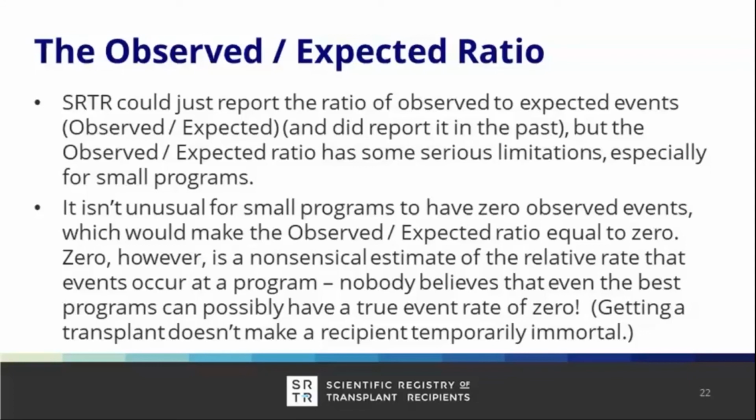0 divided by something is 0. Now, that is, in some sense, the estimate that best fits the data, right? Because you had 0 events in real life. But it's kind of a silly estimate for what the actual risk is at a program. I mean, no matter how amazing your program may be, getting a transplant doesn't make your recipients immortal, right? There is a real non-zero risk of death or graft failure, no matter how great your program is. And so an estimate of 0 for the effect of your program on risk is a pretty silly estimate. We know that's not right.